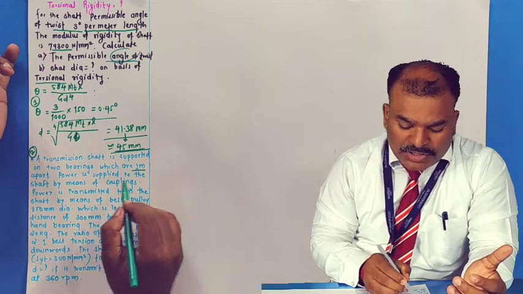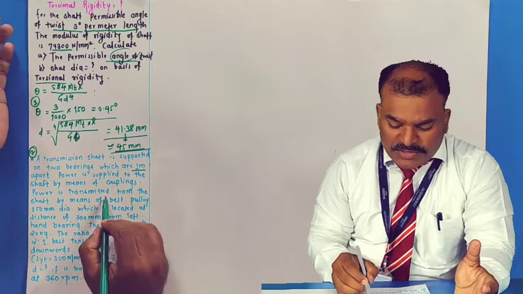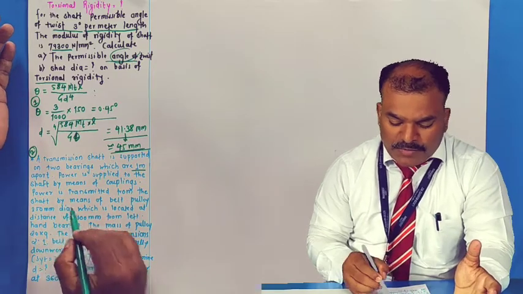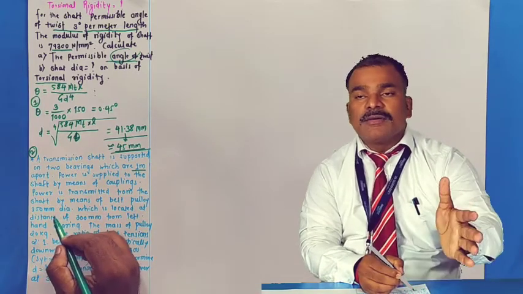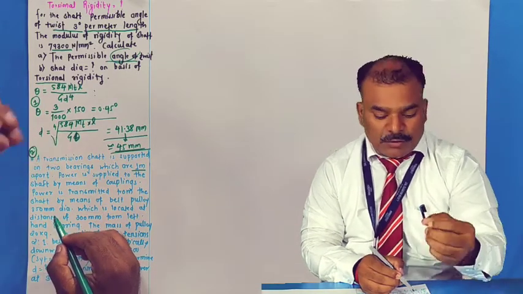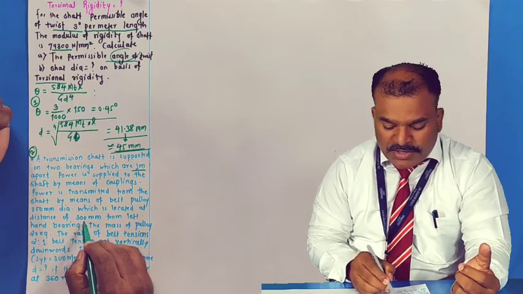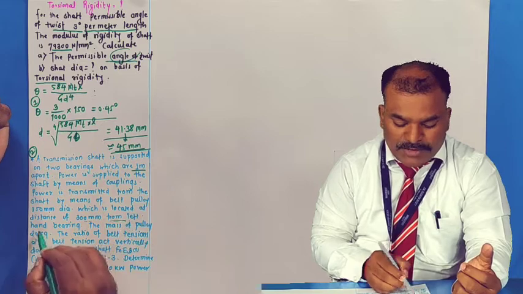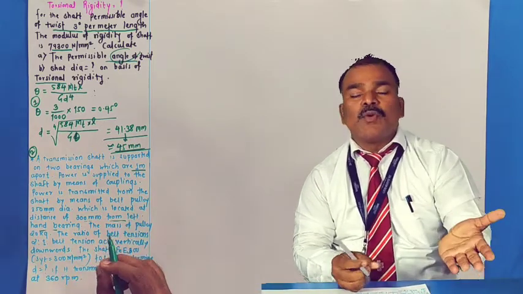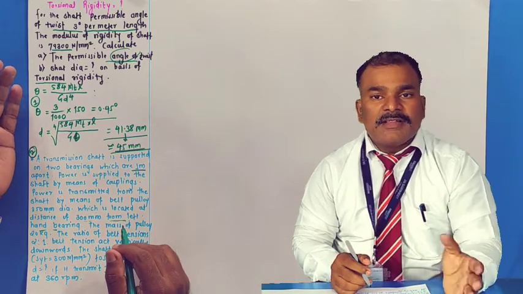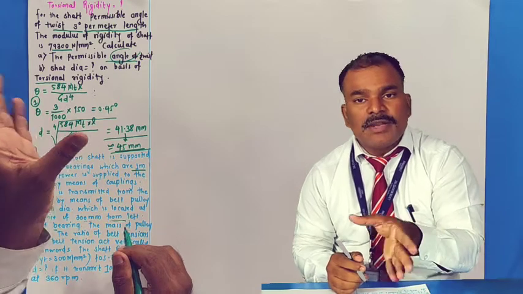Power is supplied to the shaft by means of a coupling. Power is transmitted from the shaft by means of a belt pulley having 250 mm diameter. The belt pulley is located at a distance of 300 mm from the left hand bearing. What does it indicate? It indicates that 300 mm from the left, meaning 1000 minus 300, the remaining is 700.